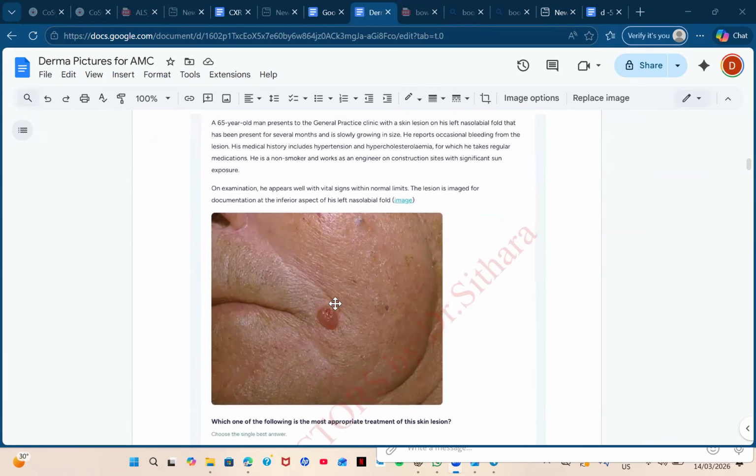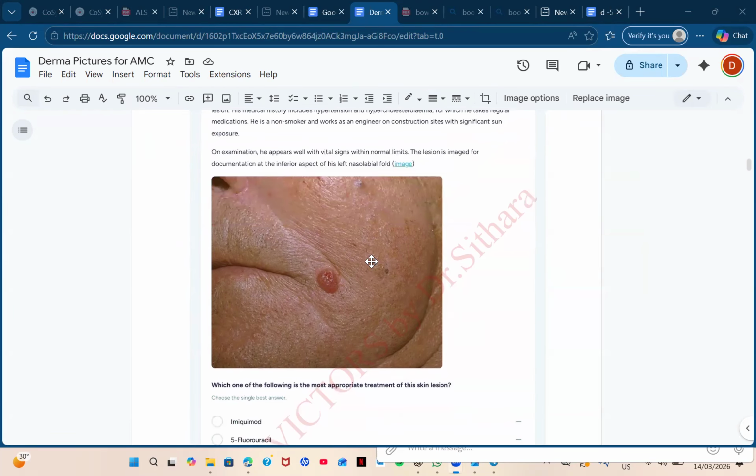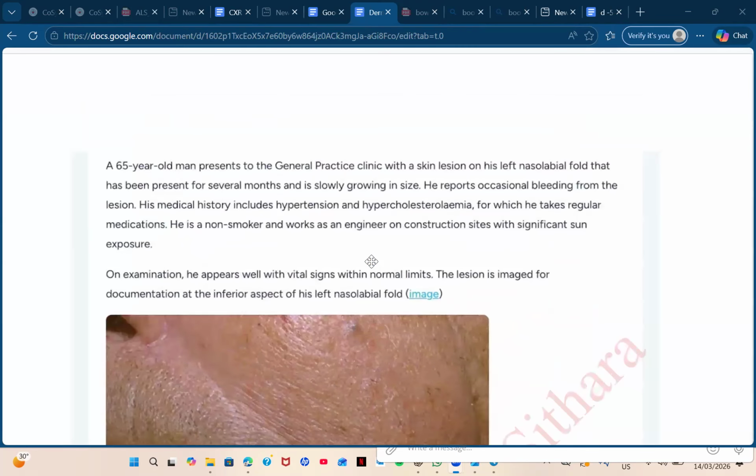Okay, should I ask what the treatment is? It's not a very long one. Tell me the treatment of BCC. How do we divide the treatment? Okay, we'll do this question, then you will answer.